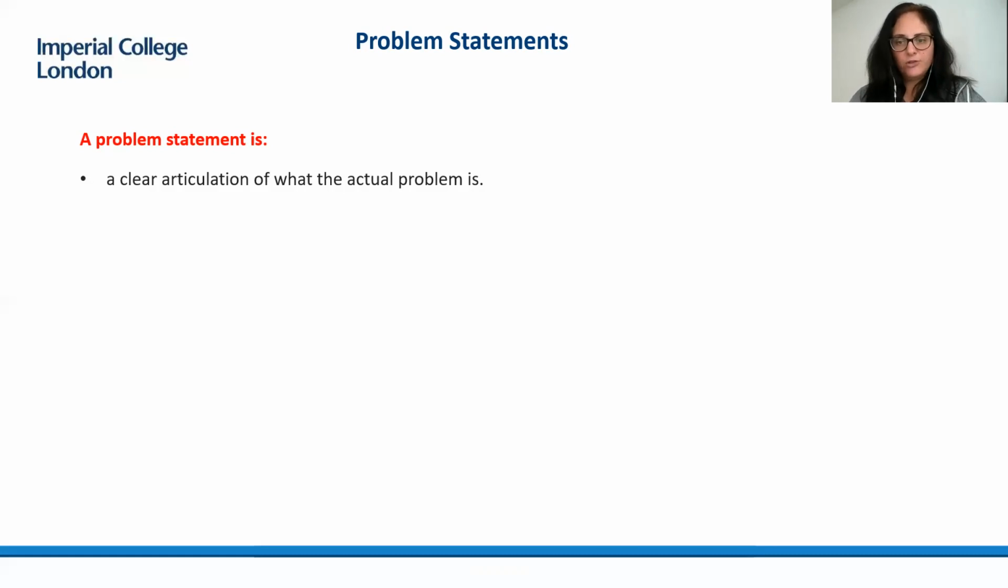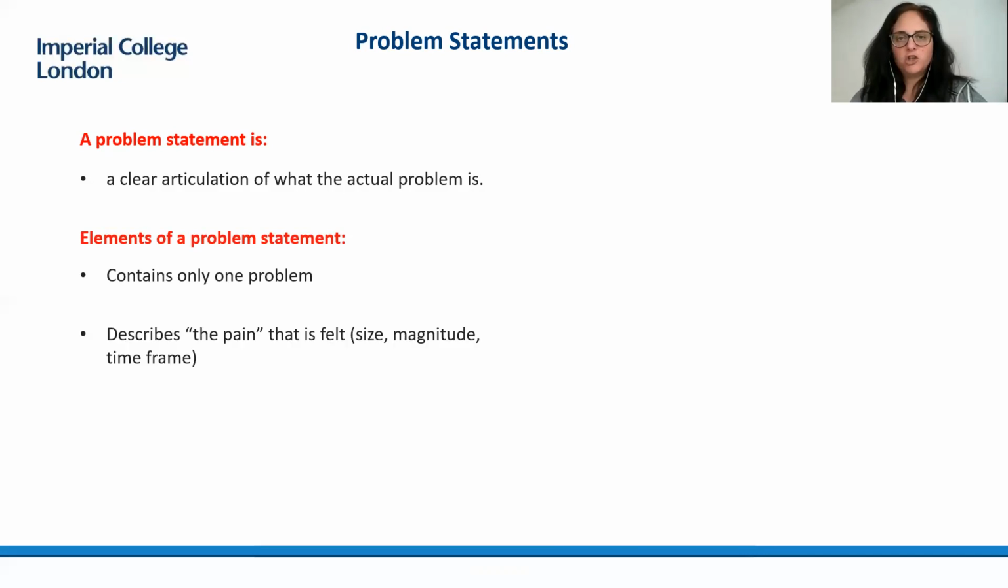Someone should be able to read your problem statement and know what is going on. Keep it simple. What should be in your problem statement is just that one problem. It should describe the pain that is felt. What is the size of the problem, the magnitude, how often does it occur? We find ourselves asking the questions what, where, when, who.